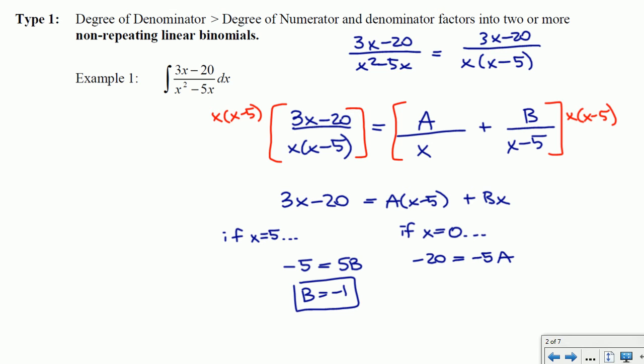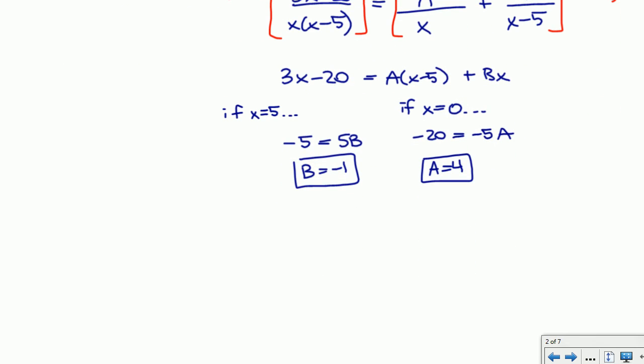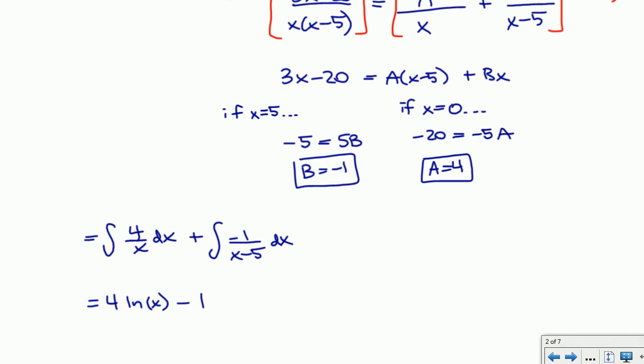And if we divide both sides of this equation by negative 5, we get a equals 4. So now we can write our original integral as the integral of 4 over x dx plus the integral of negative 1 over x minus 5 dx. And those are simple enough to do. We would have 4 times ln of x minus ln of x minus 5 plus c.